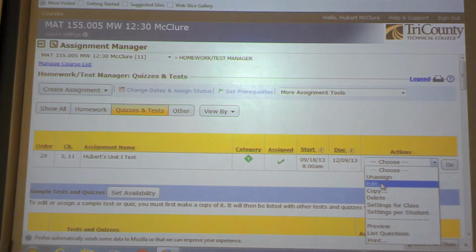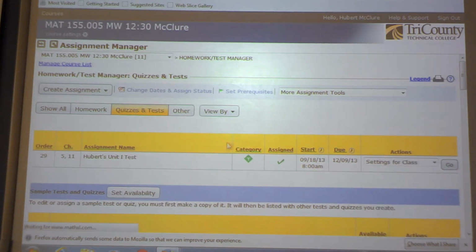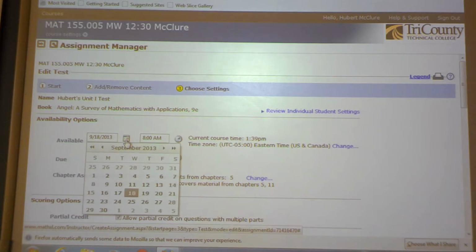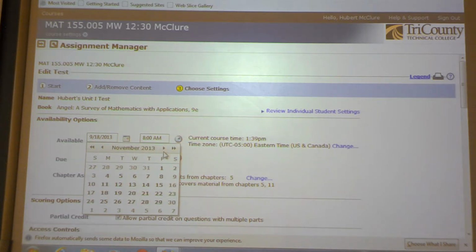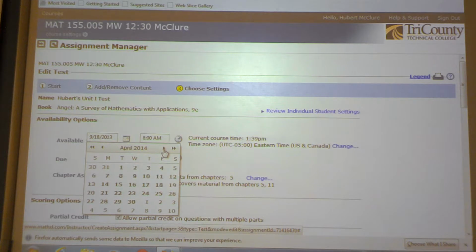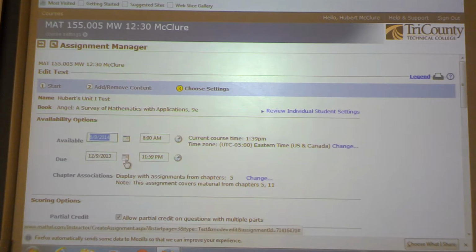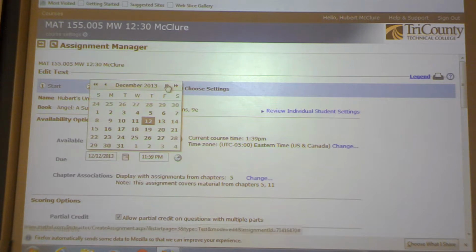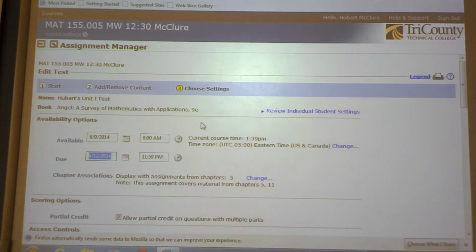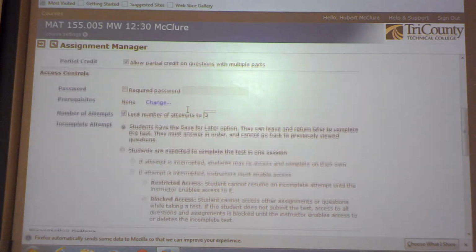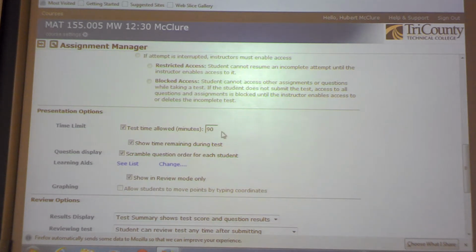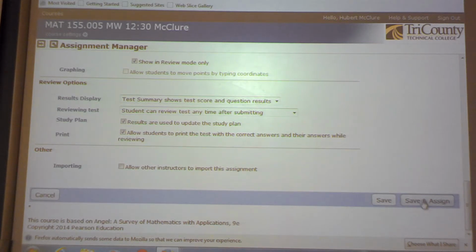And let's go ahead and settings for class. And today is June. What's today, the 9th? Yep. And I'll give y'all till Thursday. I'll give y'all Wednesday to ask questions. So Thursday until midnight, times 90 minutes. Yes. And save and assign.